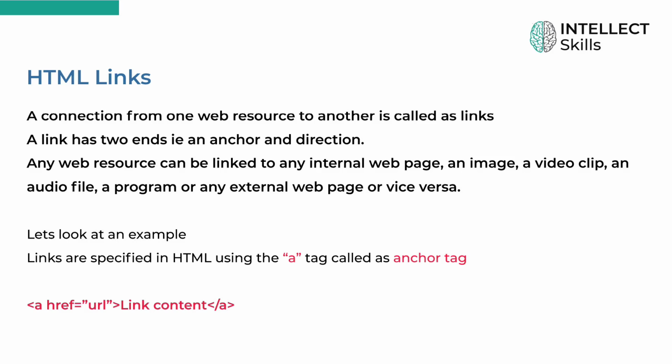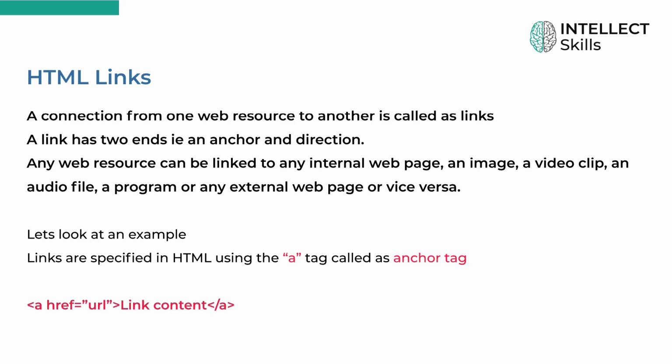So, what are HTML links? A connection from one page resource to another is called as a link. A link has two ends, that is, an anchor and a direction. Any web resource can be linked to any internal web page, an image, a video clip, an audio file, a program, or any external web page, or vice versa. Meaning, any web page can be linked to images, videos, audio files, or any external pages, or vice versa.